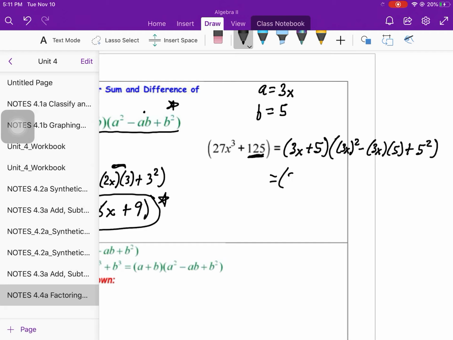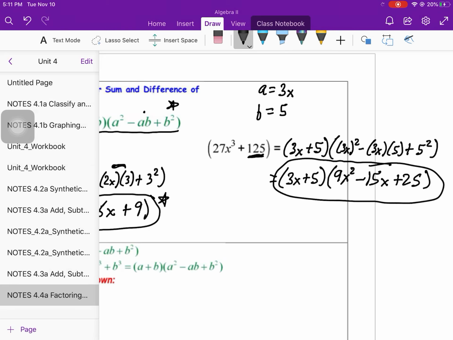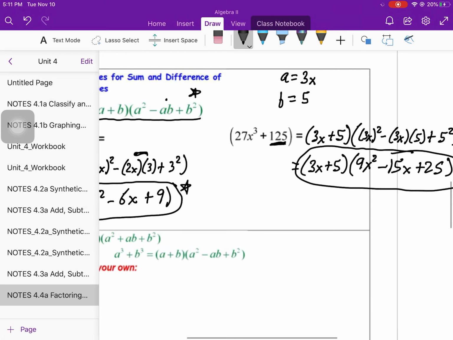Now, if you are capable of recognizing the patterns right away, and you know that you're going to square 3x, you can go ahead and just write 9x squared. And then the second one would be minus 15x plus 25. If you can jump straight to this without having to write in the squares every time, you can go ahead and skip that step. But if not, I recommend writing that out.